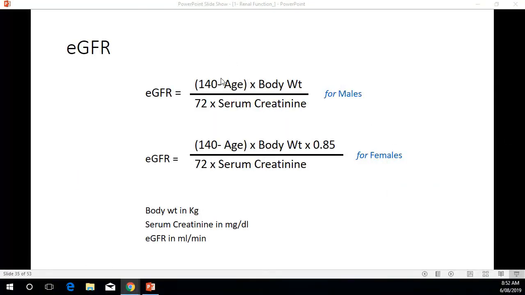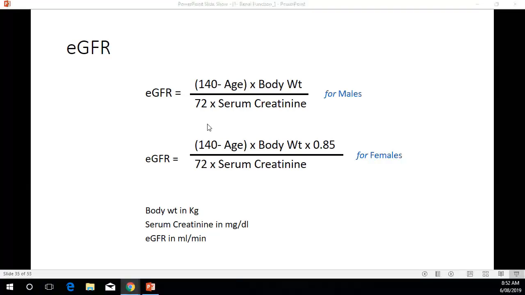You need the patient's age. You need the patient's body weight. And you need the patient's serum creatinine. That's all. The only laboratory measurement you need is the serum creatinine level. You put it in this formula and you will get eGFR. All right, so it's slightly different for males and females, and you will get an estimated GFR.